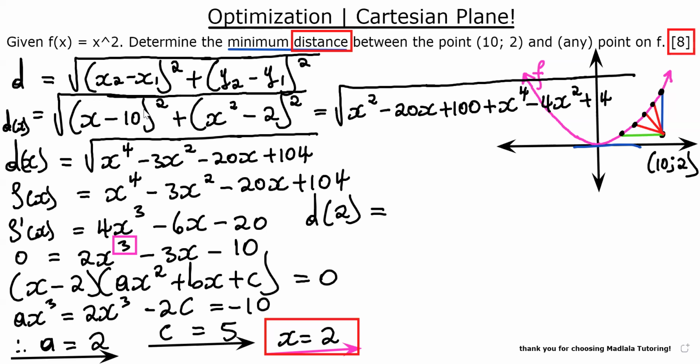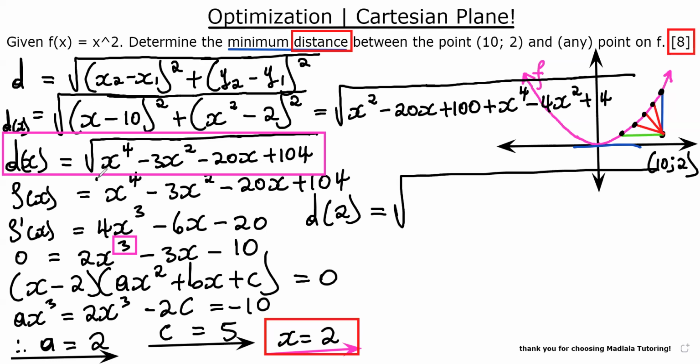So we can easily go to this part. We don't go to the square of the distance. We go to the distance function. So you're just going to find the square root. Then you say, what is 2 to the power 4? Well, it's 16. And 2 squared is 4. 4 times 3 is 12. 20 times 2, well, it's 40. And then you say this is added to 104.